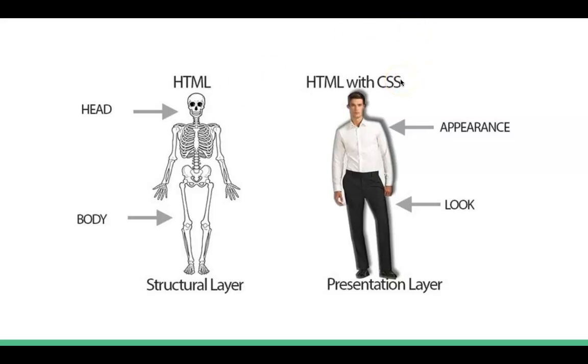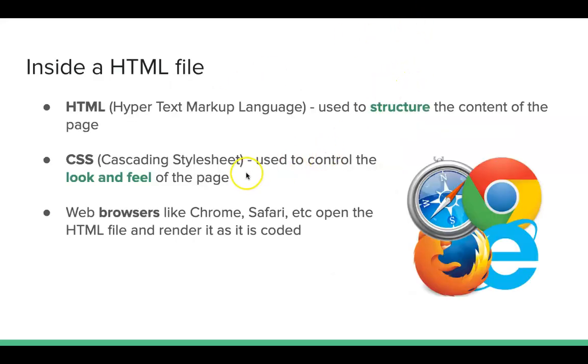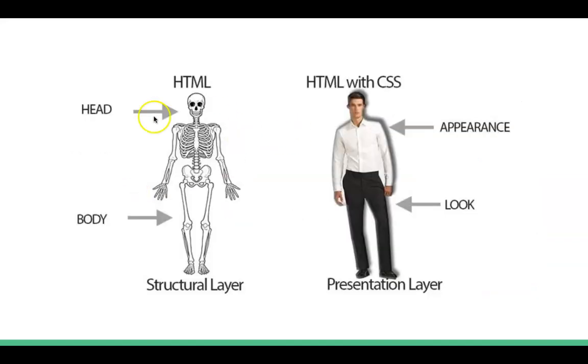CSS, on the other hand, is short for Cascading Style Sheet. Again, doesn't tell you much, right? The key word here is style. It controls the look and feel of the page. So HTML and CSS work really well together. CSS is like the aesthetics part of your web page. So the colors, the size, anything appearance-wise, CSS is really terrific at.